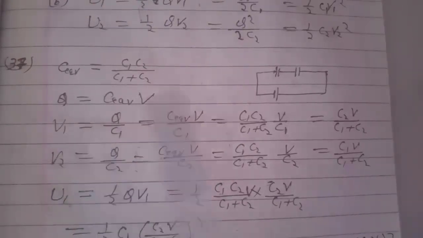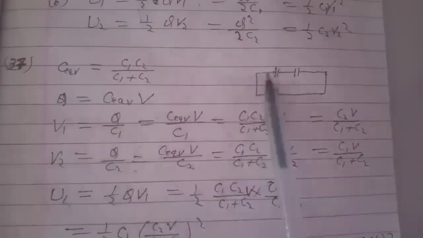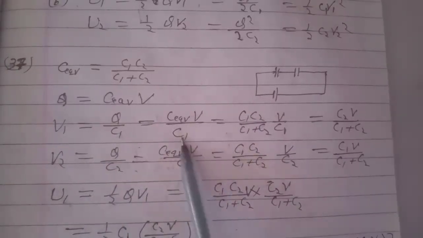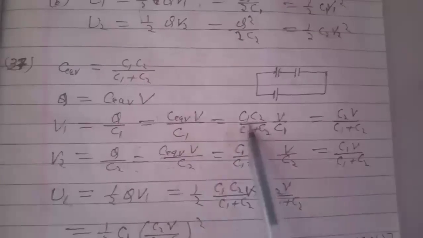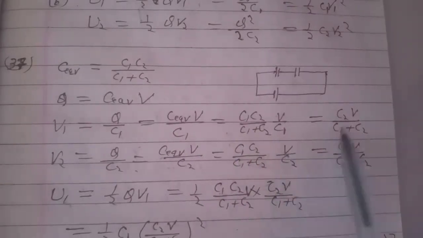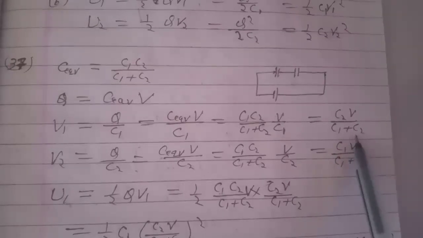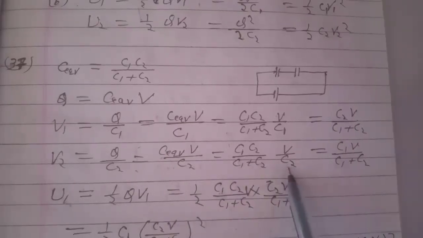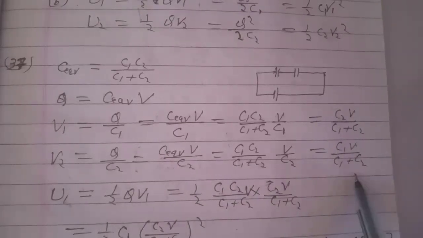So now the potential difference across one capacitor will be V1 equal to Q by C1, or C equivalent V by C1, or C1 C2 by C1 plus C2 into V by C1, or C2 V by C1 plus C2. Again V2 will be Q by C2, C equivalent V by C2, C1 C2 by C1 plus C2 into V by C2 equal to C1 V by C1 plus C2.